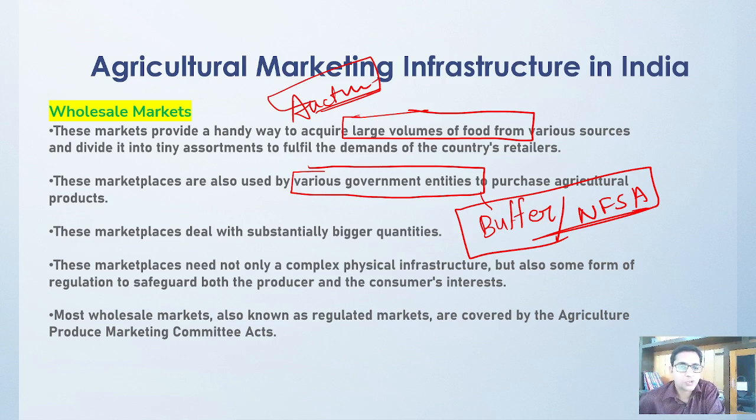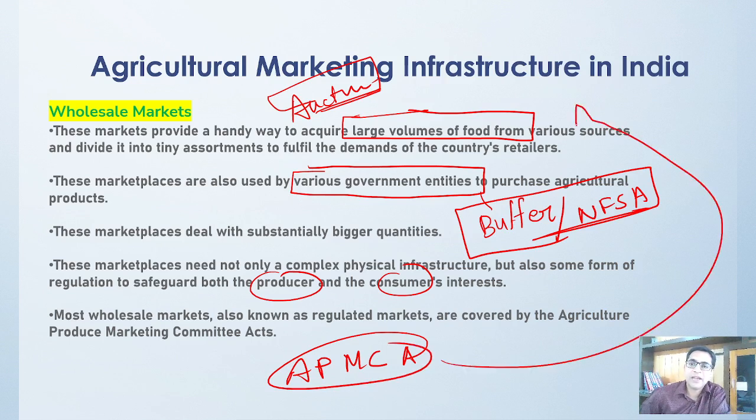They don't have any complex infrastructure, but proper regulation is there, so that it safeguards both producer and consumer. The Agriculture Produce Marketing Committee Act is there, which is helpful in running this wholesale market in any town or district area. So the APMC Act comes in handy over here.